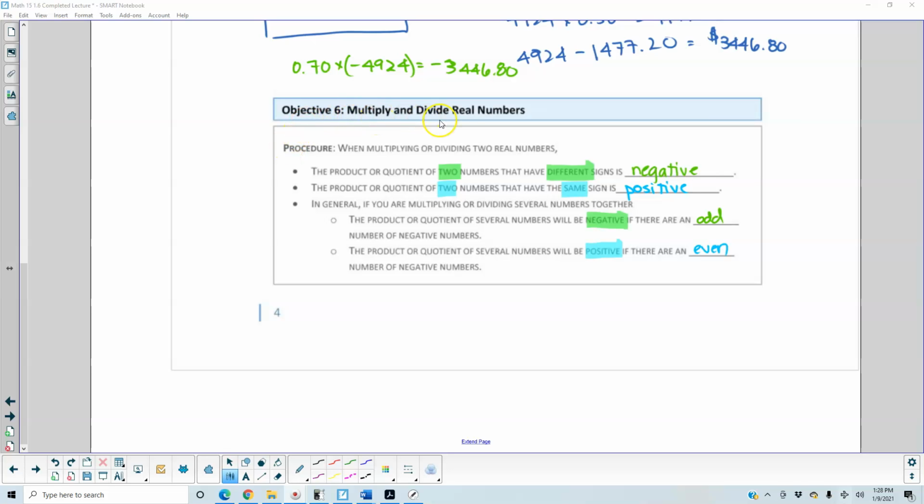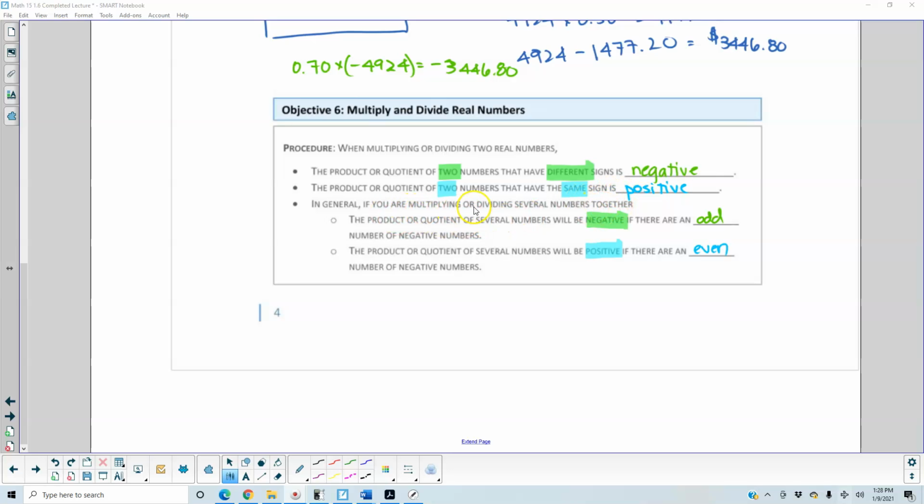Objective 6, multiply and divide real numbers. Procedure: when multiplying or dividing two real numbers, the product or quotient of two numbers that have different signs is negative. The product or quotient of two numbers that have the same sign is positive.